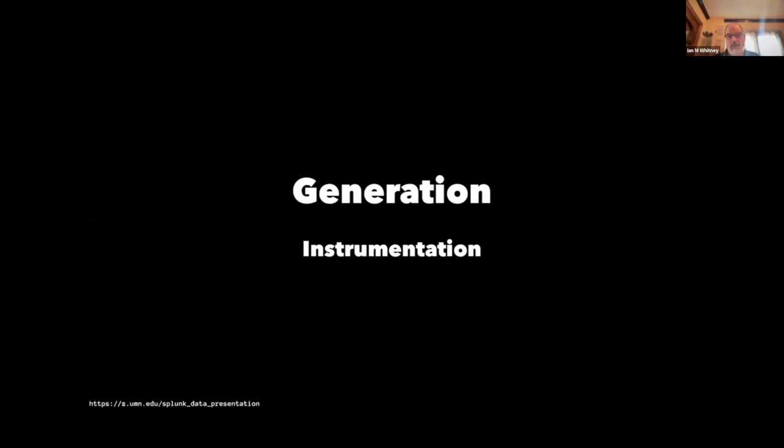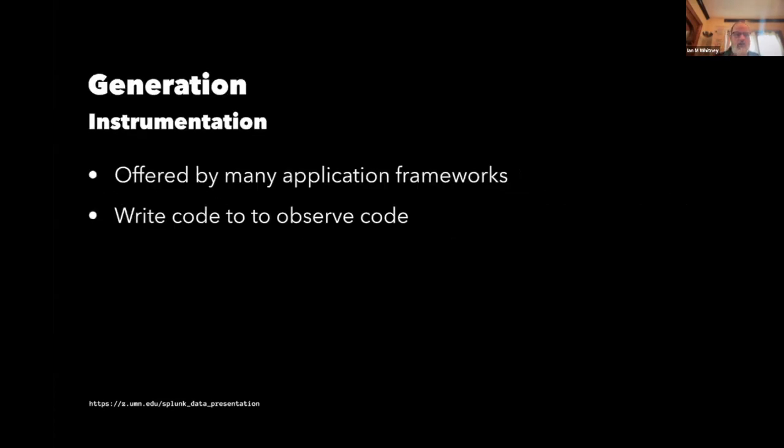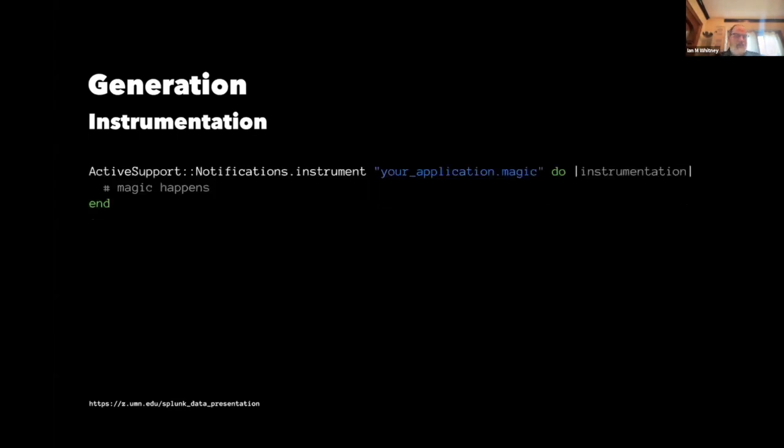Another option that we've been using for generation of data is instrumentation. This is a concept that's offered by a lot of application frameworks. We use Rails a lot, so we're using the Rails flavor of this, and you write some code to observe the code as it runs. This is an example of how this looks in Rails using this notifications instrument method.